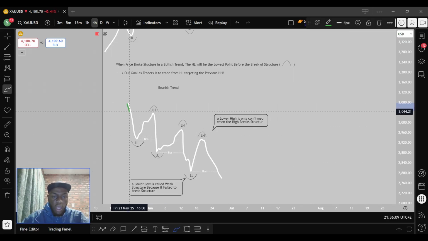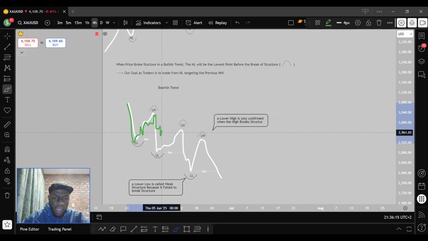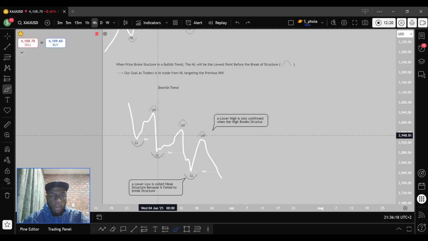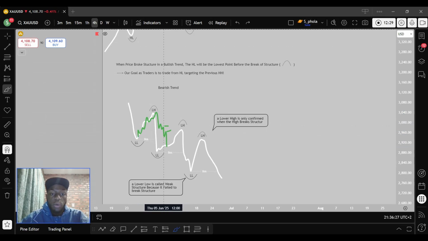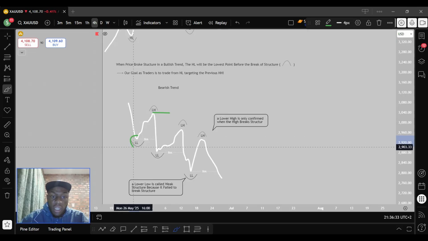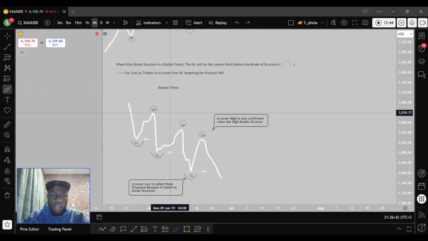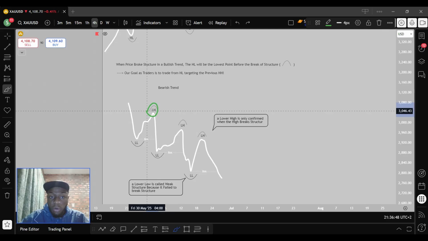In the bearish market, you have your lower low, then you have your minor pullbacks within. So in your bearish trend, if you have these minor pullbacks, your lower high won't be this, won't be this, won't be this, but your lower high will be what? Your lower high will be the highest point that led to the break of your lower low. You understand? So the lower high will only be confirmed when it breaks the lower low.